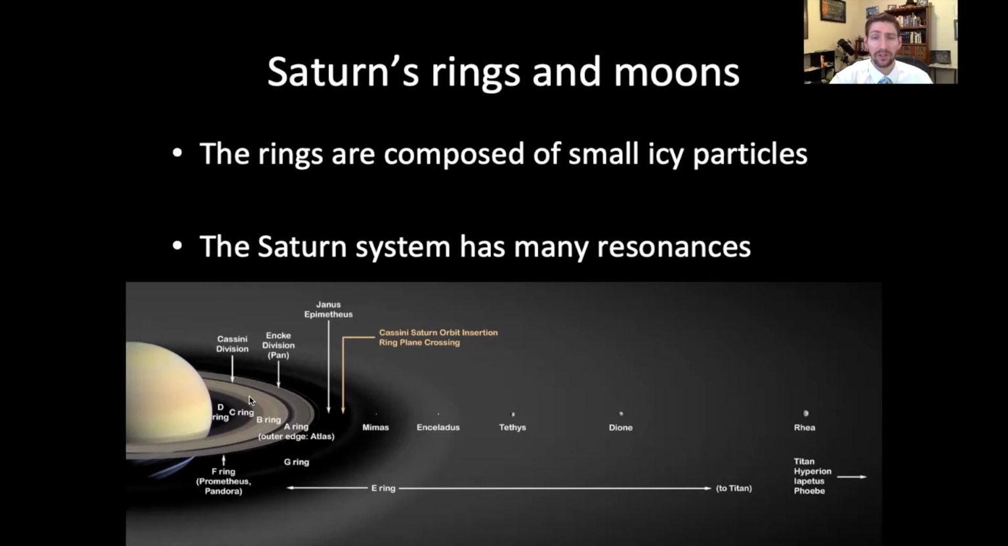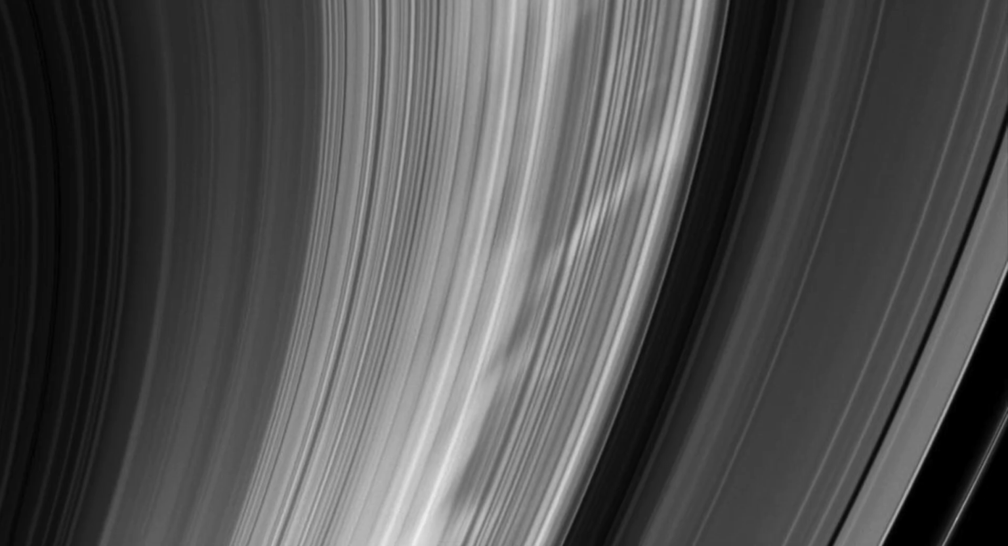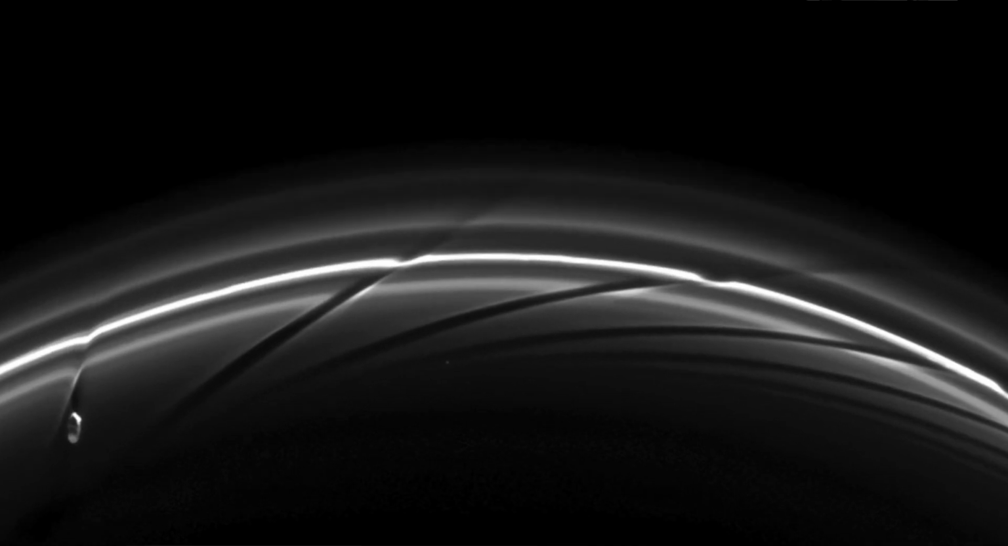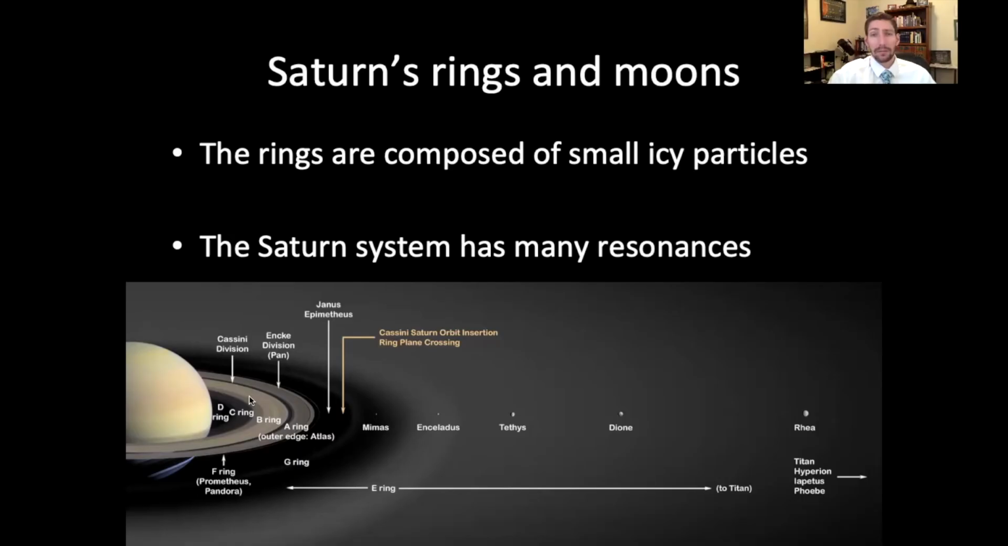Their structure is determined by the gravitational field, with gaps at resonance locations, spokes, wiggles, shepherding, propellers due to moonlets, and other subtle effects. There are many, many resonances in the Saturn system.